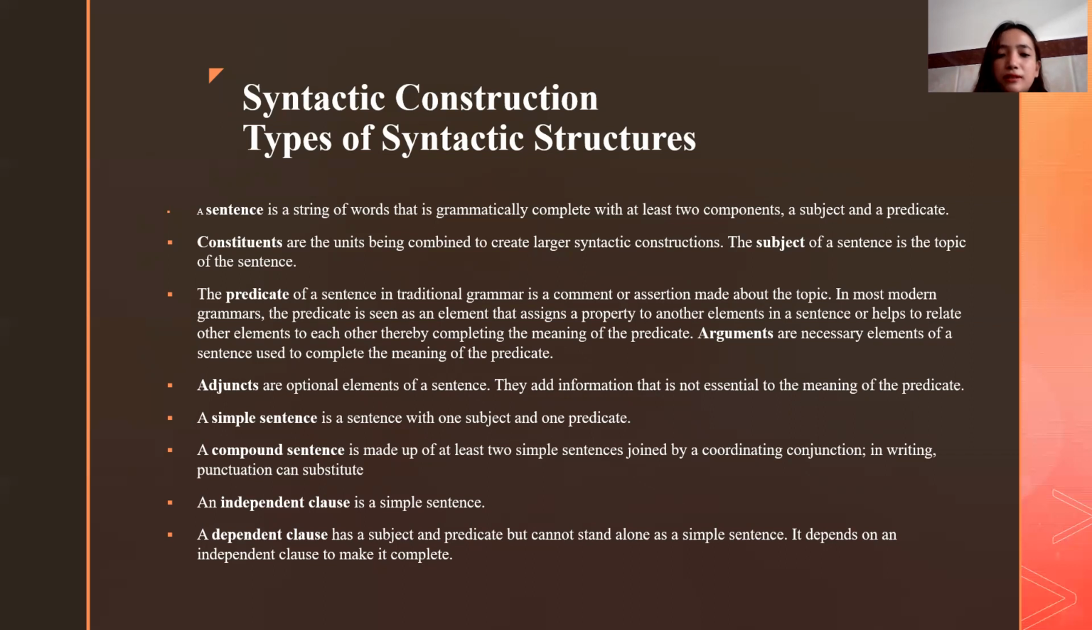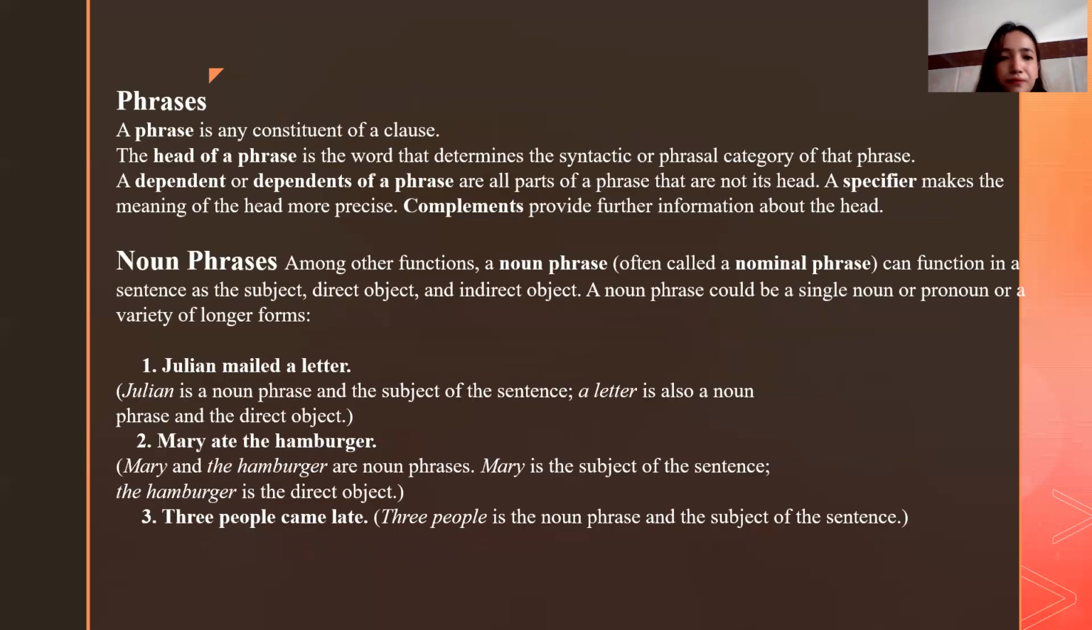A simple sentence is a sentence with one subject and one predicate. A compound sentence is made up of at least two simple sentences joined by a coordinating conjunction. In writing, punctuation can substitute. An independent clause is a simple sentence. A dependent clause has a subject and predicate, but cannot stand alone as a simple sentence, and it depends on an independent clause to make it complete.